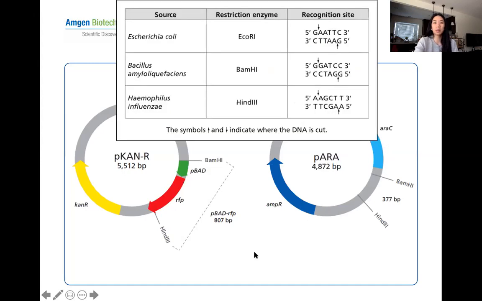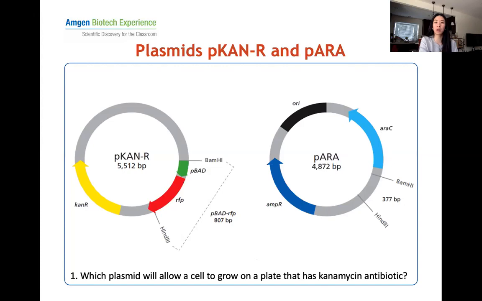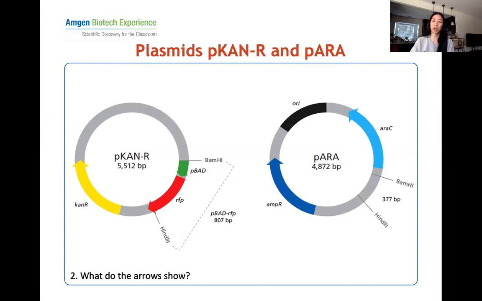Okay. All right, so the first question that I want you to answer would be, number one, which plasmid will allow a cell to grow on a plate that has kanamycin antibiotic? Okay, so for every question, just pause and then restart once you have your answer. I'll post the answer key later on. Number two, what do the arrows show? So if you look at each of these genes, they have arrows. What are those arrows trying to show you? Number three, what restriction enzymes are used to cut both plasmids?